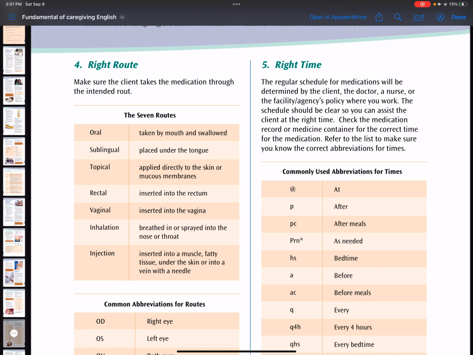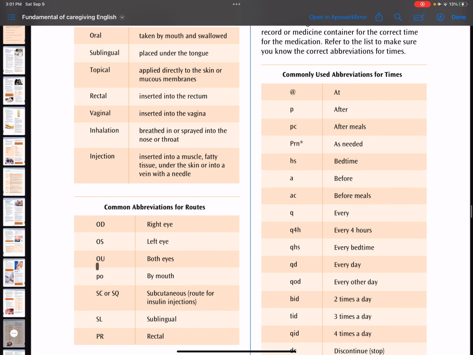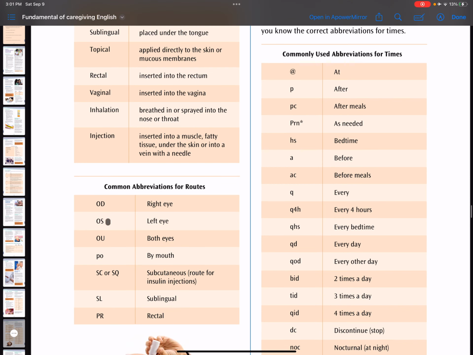And also when we're talking about the route, there are some abbreviations too. It's very important to know if they write OD, that means right eye, OS, left eye, OU, both eyes, PO, by mouth, SC or SQ is subcutaneous, SL is sublingual, PR is per rectum. So it's very important to know those.